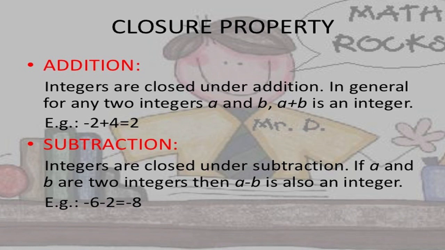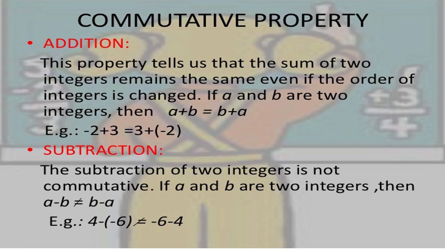Second property is commutative property. This property tells us that sum of two integers remains the same even if the order of the integers is changed. If a and b are two integers, then a plus b is equal to b plus a. For example, minus 2 plus 3. If we add them, we get 1. And if we add 3 plus minus 2, then also we get 1. So the result is the same.